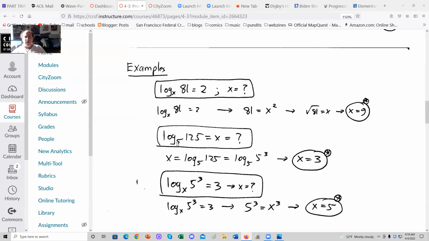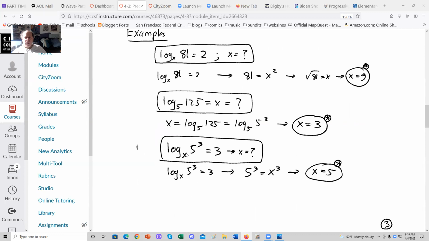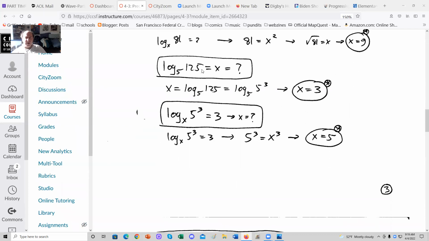Here, log base 5 of 125 is x. What's that? Well, the thing to do is to write 125 as a power of 5. That's 5 to the third. Log base 5 of 5 to the third. Log base 5 and exponential base 5 cancel, and you get x equals 3. Here we have log base x of 5 to the third equals 3. What's x? We transpose the logarithm to an exponential base x. So log base x of 5 cubed equals 3 implies that 5 to the third equals x to the third. If you take cube roots, then you get that x equals 5, which you can see from the previous one.